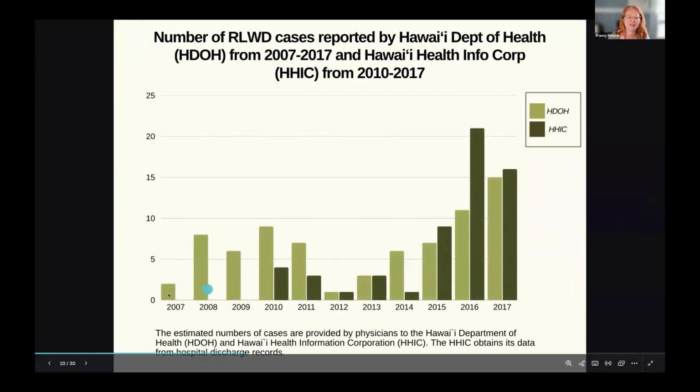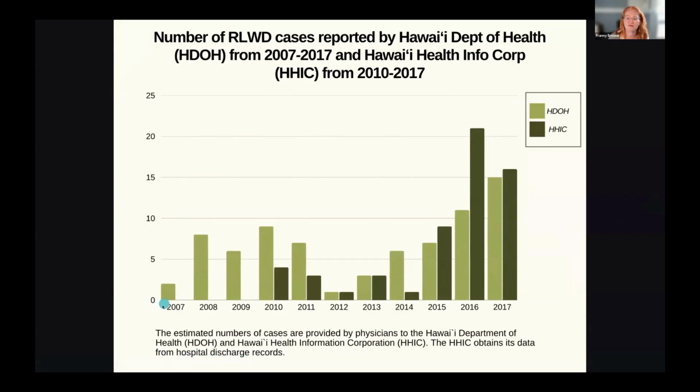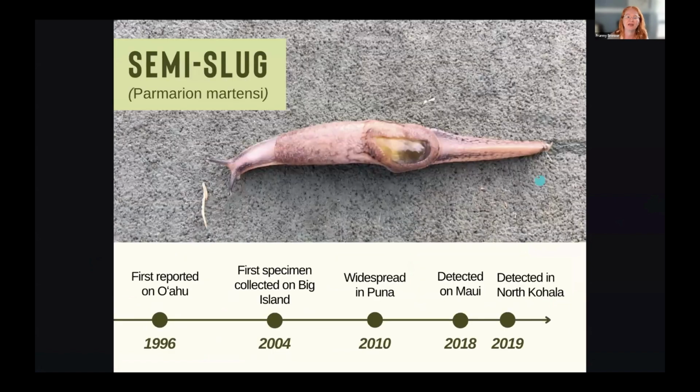Now, Kelley's going to talk a little bit about this later, but the only thing I really want you to take away from this is it's just a timeline from 2007 to 2017. You see over this 10-year period, there's kind of this real jump, right? There's just a jump in cases of rat lungworm. And when you see something like that happening, we really want to think, why is that happening?